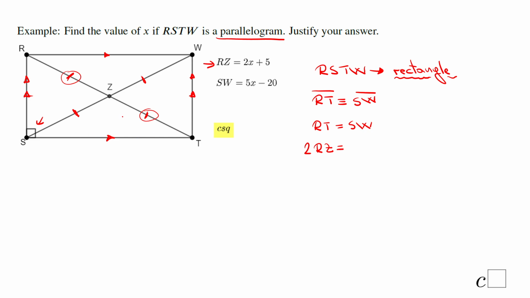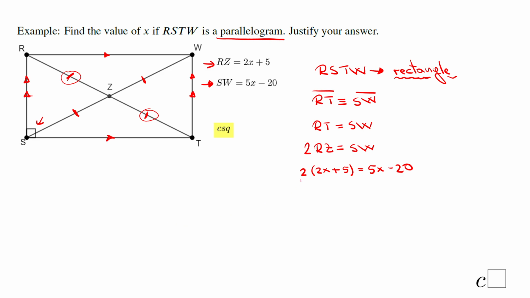equals, and I'm going to keep this SW. Why? Because that's what we have here, if you notice. So I'm going to have twice 2x plus 5 equals 5x minus 20. So this is the equation that is the result of the fact that we have a rectangle.